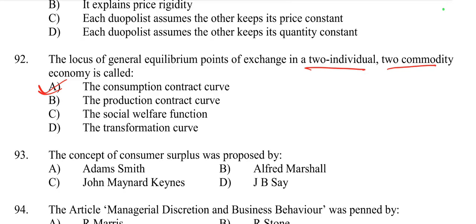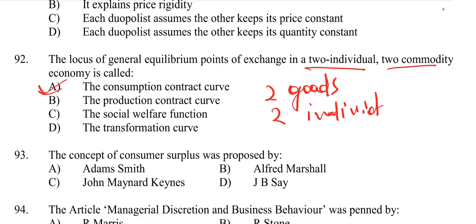So the consumption contract curve represents the set of efficient allocations of two goods between two individuals in a two commodity, two person economy. It is the efficient allocation of two goods, equilibrium condition, between two individuals in a two commodity and two person economy. So it is called two good and two individual.